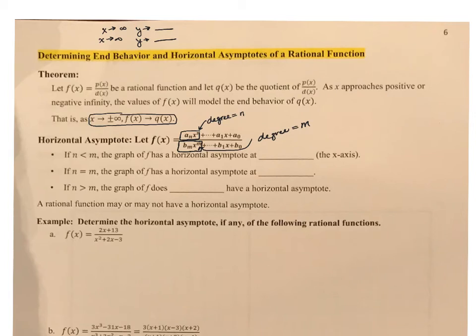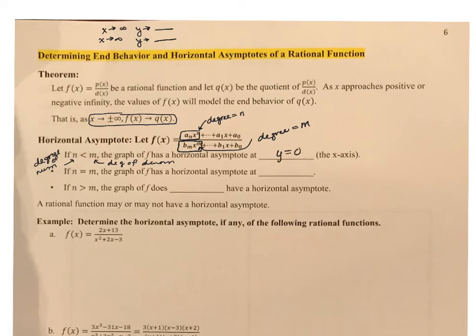Okay, so if n is less than m, what that means is the degree of the numerator is less than the degree of the denominator. So this is bottom heavy. The degree of the numerator is smaller than the degree of the denominator. It's bottom heavy. Then there's going to be a horizontal asymptote at y equals 0, or at the x-axis.